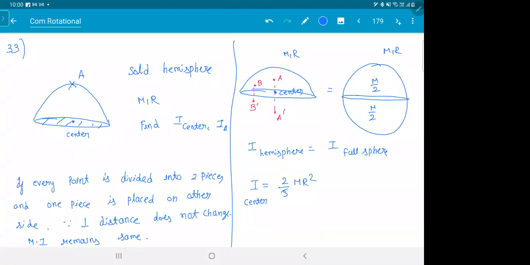Did everyone get the point what I'm trying to say? You take half hemisphere, full hemisphere, answer same है. I'm just trying to tell you that because some people have this notion, sir, half hemisphere तो answer half होना चाहिए. Are you getting my point? So it is like this.